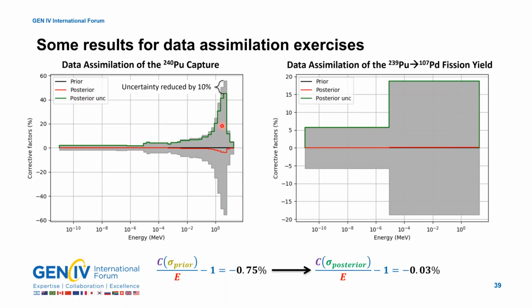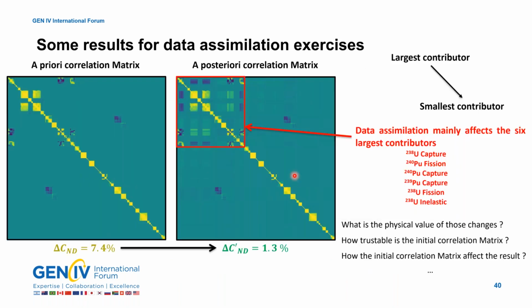You will also obtain uncertainty reduction for some energy range for some cross sections, and you will also obtain new correlations for the covariance matrix. So, for example, in our case, you go from 7.4% uncertainties to 1.3% uncertainties after data assimilation, mainly by correlating the 6 largest contributors to the reactivity loss.